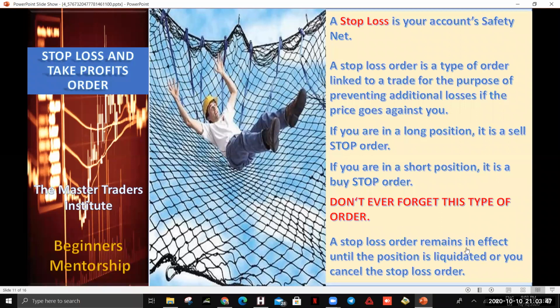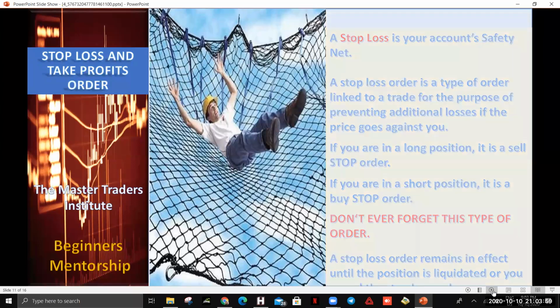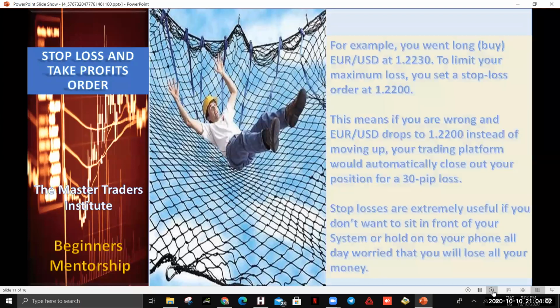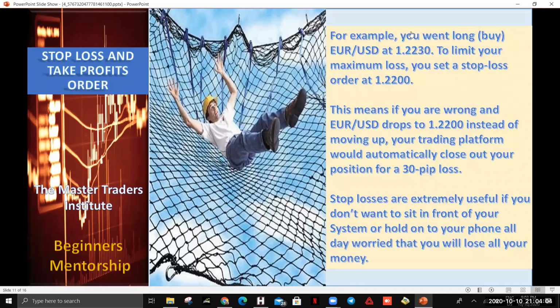A stop loss order remains in effect until the position is liquidated or you cancel the stop loss order. You can choose to terminate it yourself, or you allow the system to do it by itself. So please never forget to put a stop loss order. For example, you went long. Long means buy. Euro USD at 1.2230. To limit your maximum loss, you set a stop loss order at 1.220. So what I'm expecting to lose is just 3 pips, okay? Just 3 pips here. That's what I'm expecting to lose.